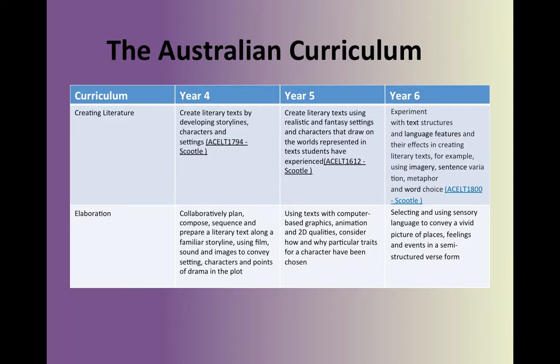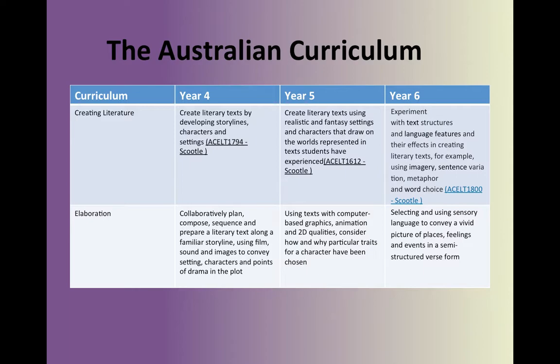So this just shows the Australian curriculum that is used as a focus for our lesson sequence. So the Year 4 students will focus on creating literary text by developing storylines, characters and settings. They're required to complete activities that ask them to plan, compose, sequence and prepare literary text using photographs that convey setting, characters and points of drama in the plot.